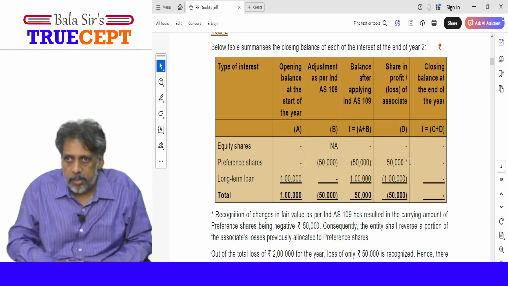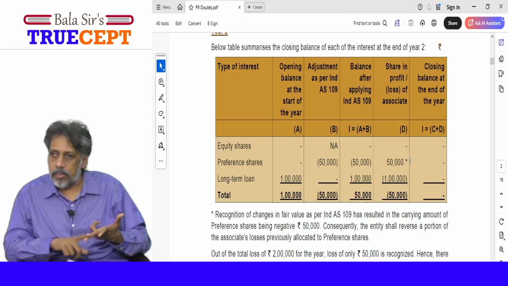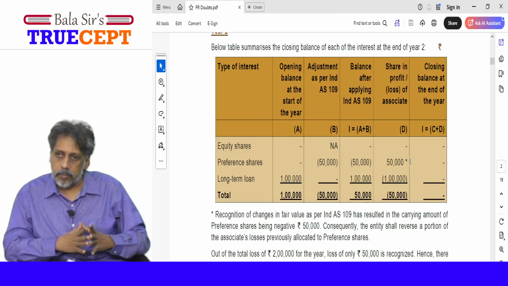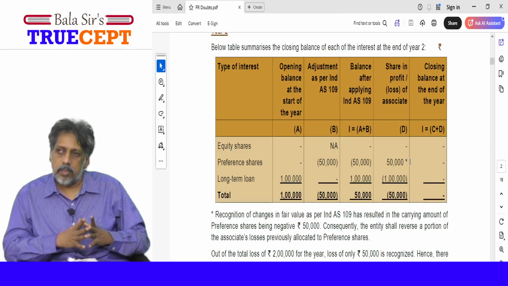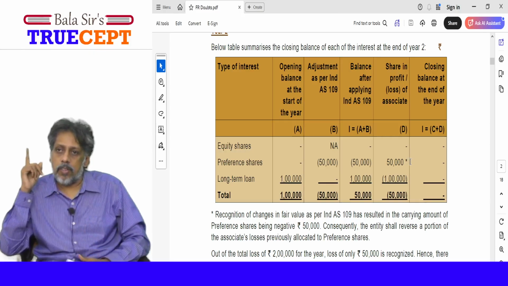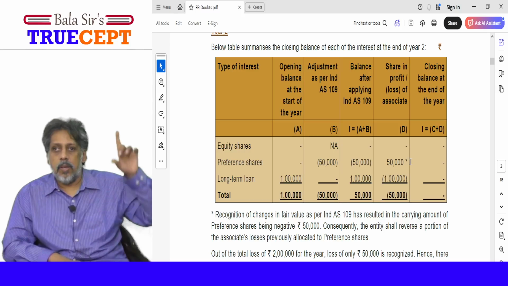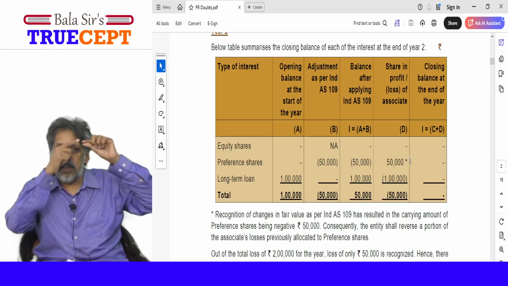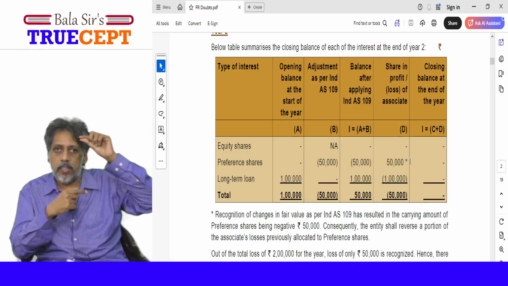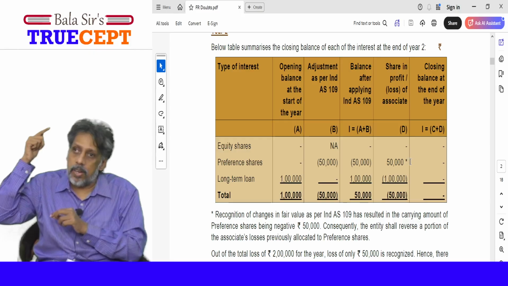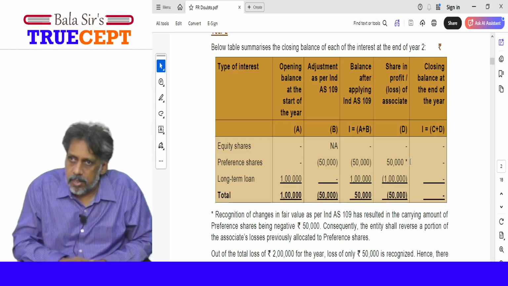That's what they meant. Okay, second column, 50,000 adjustment. Then negative, so the balance after applying is also negative 50,000. Share of profit or loss of associate will be 50,000, then the closing balance will be nil. That 50,000 share loss is a reversal. Is that fine? Yes. Since preference share is nil and you want to reduce it by 50,000 as per IND AS 109, you have to reverse a loss that was earlier recognized, right?